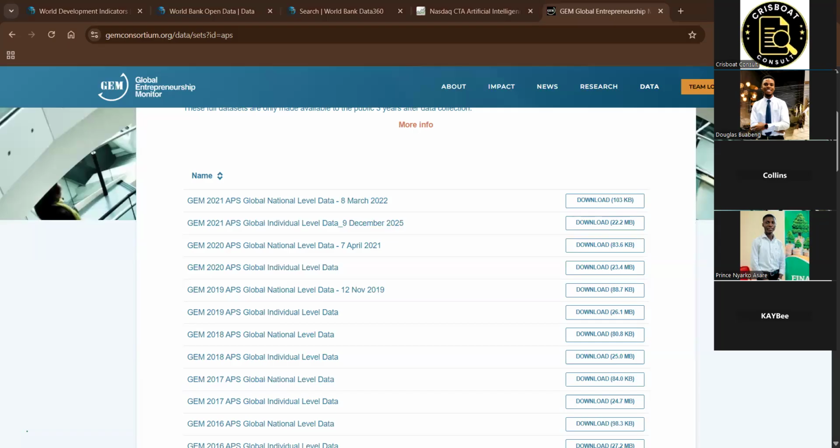And it's also survey level data. A survey, so it's like individual level. So you can combine the years that they have downloaded. You can combine the years to create a longitudinal data. So they have the 2019.